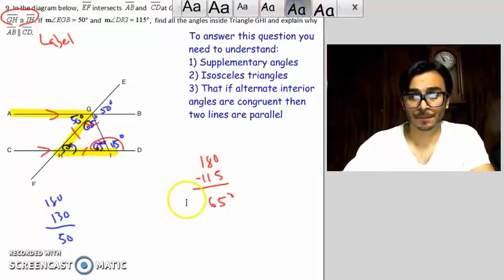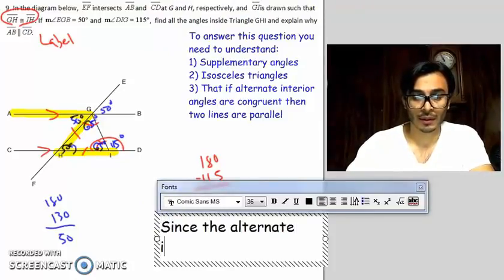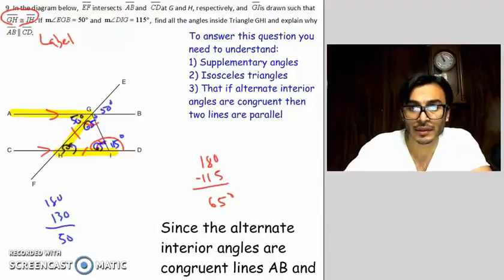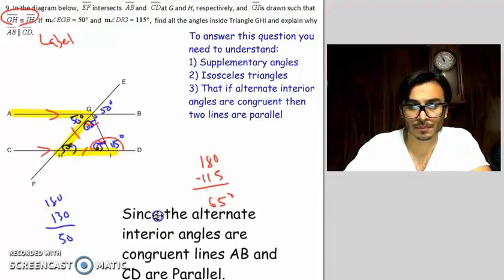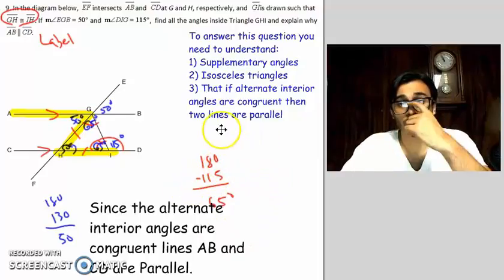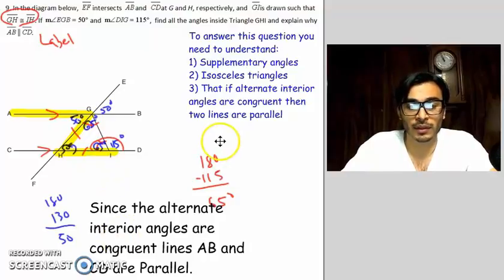So I'm going to write, since the alternate interior angles are congruent, lines AB and CD are parallel. I realize you can't see that, so I'm going to have to move that up. Okay. So since the alternate interior angles are congruent, lines AB and CD are parallel.